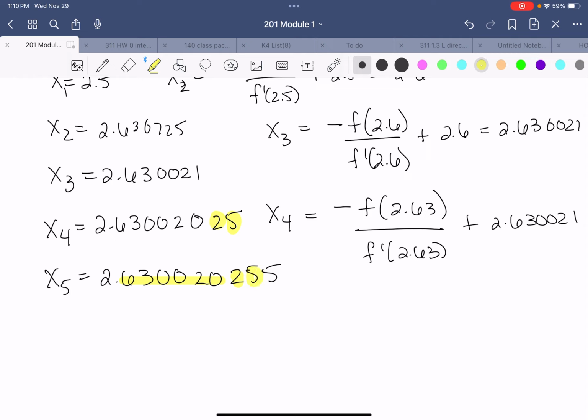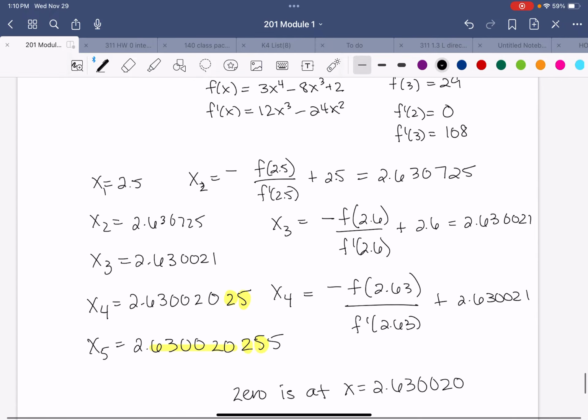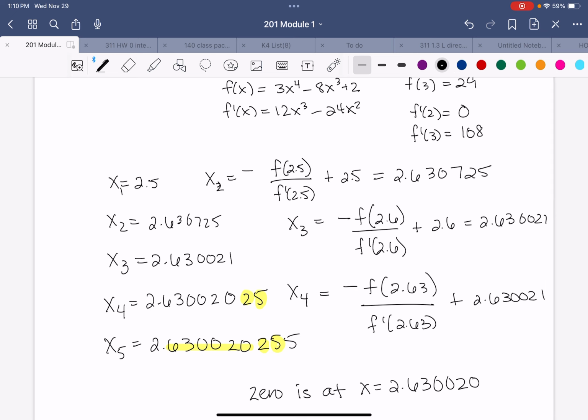Therefore, we can be confident to say that to 6 decimal places, the 0 is at x equals 2.630020, because we wanted 6 decimal places. Now, I'll record another video where I will try to show you on the graphing calculator what buttons we push and how to make that happen.